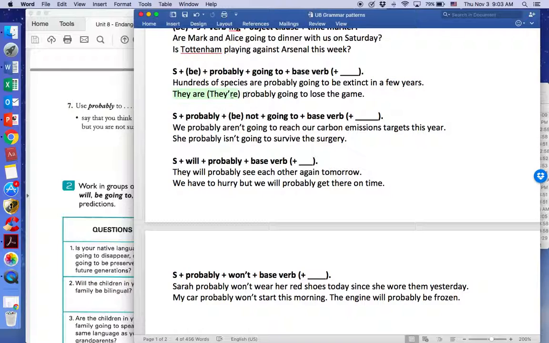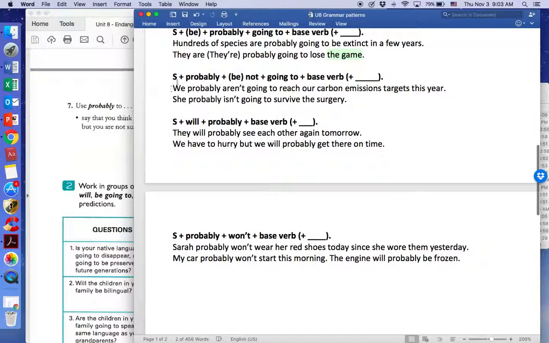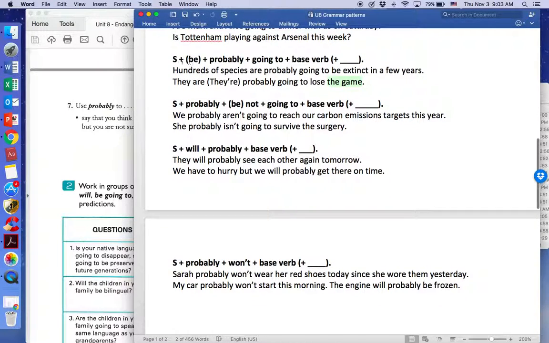They are probably going to lose the game. Subject, be verb in speech there, then probably, going to, lose is our base verb, and the game is our object. Next pattern: subject, probably, be not. So if we have an affirmative or a positive statement, we put the be verb before probably. If we have a negative statement, then we put the be verb, be not, after probably. That's an important difference.